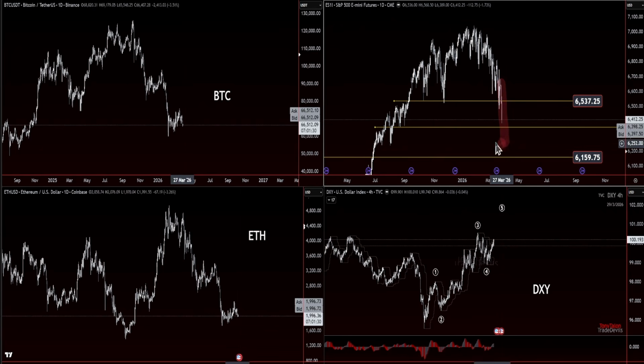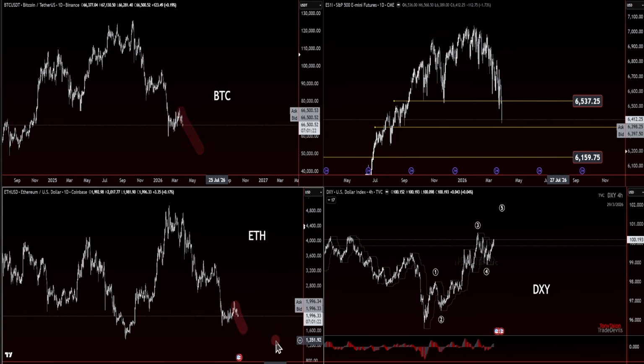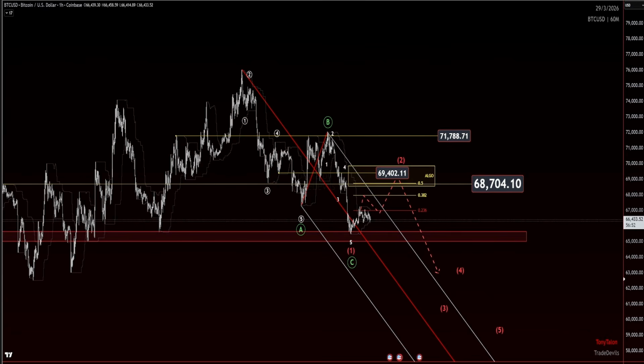If we end up accelerating, I think because of the correlation between ES and crypto, BTC and ETH and alts are going to end up bleeding as well. Those are just my thoughts on Bitcoin for now. As always, I'm just rolling with the waves.